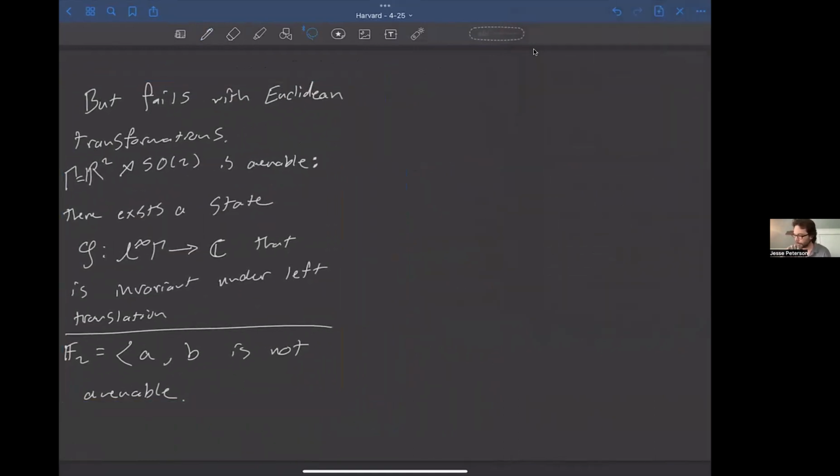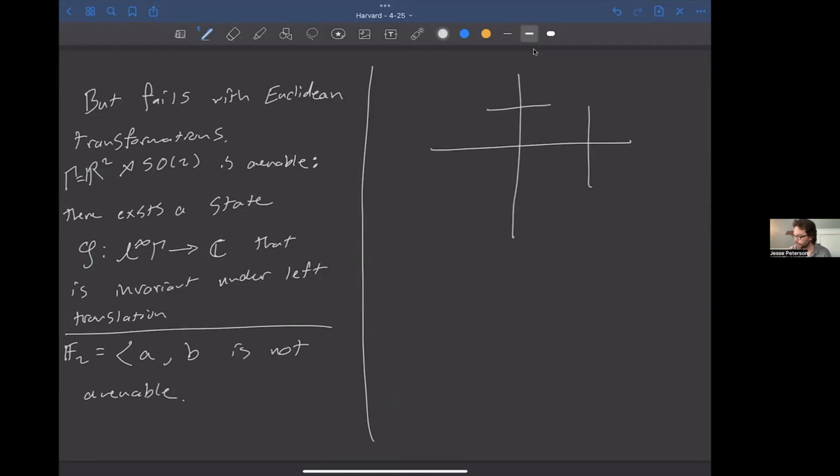So here I'll copy over the right-hand side so that we still have it on the screen. To do that, let me draw a picture of the free group. So this is the Cayley graph of the free group. It's going to be a tree. You can imagine this keeps going. I have to draw my edges smaller and smaller so that they fit in the plane.